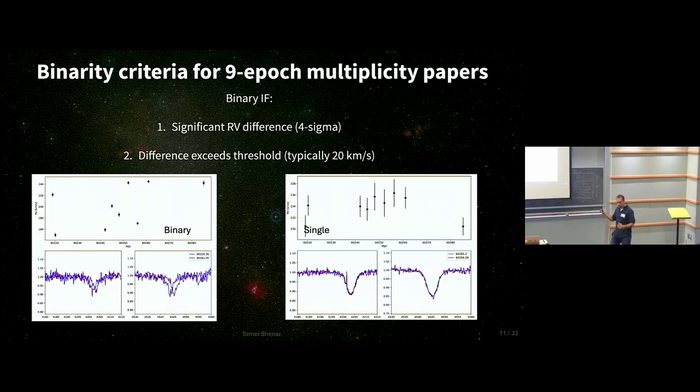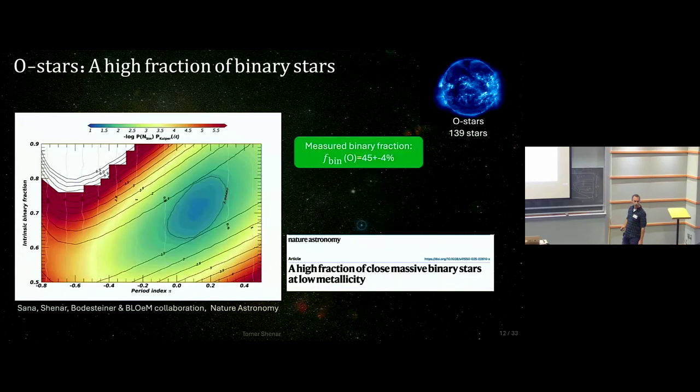So such a star you would call a binary, you see very clear radial velocity motion. Such a star you would call a single star in this analysis. We do this for the O-type stars.